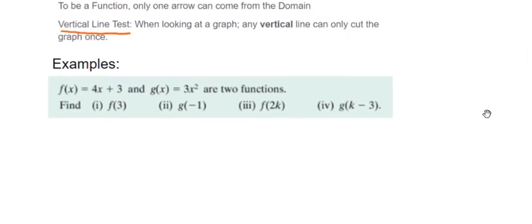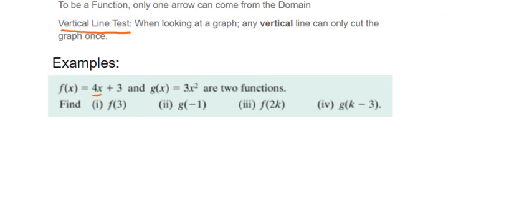Here are examples of functions. The first function, f of x equals 4x plus 3. If you put any number in, you're going to times it by 4 and then add 3, and that gives you your output. The second function is 3x squared, so you're squaring the number you put in first and then multiplying it by 3. So let's go through these examples.